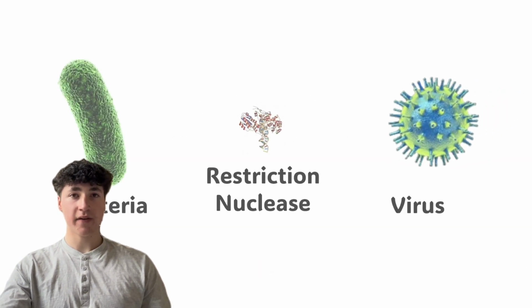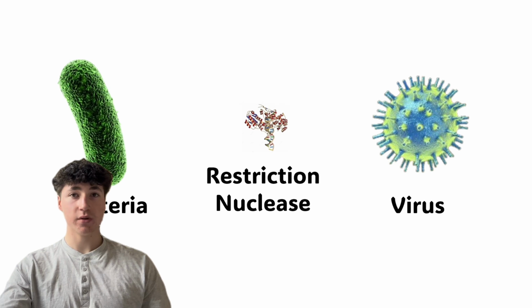Bacteria is able to defend itself by using restriction nucleases, which will cut up the DNA of the virus that has infiltrated its cell. Keep in mind, this reproduction cycle kills the cell.